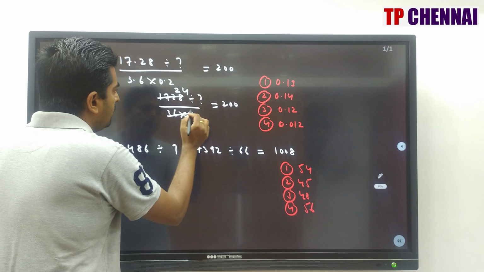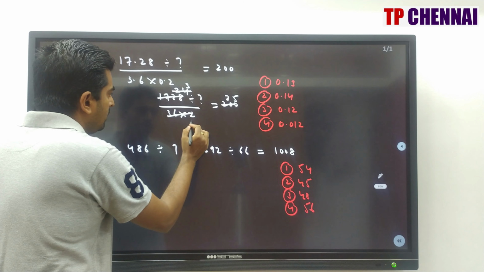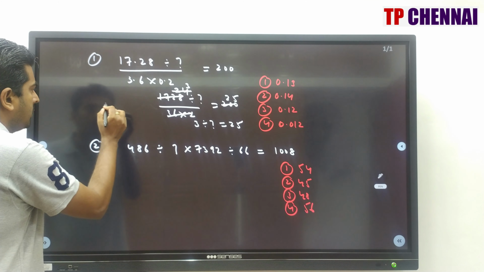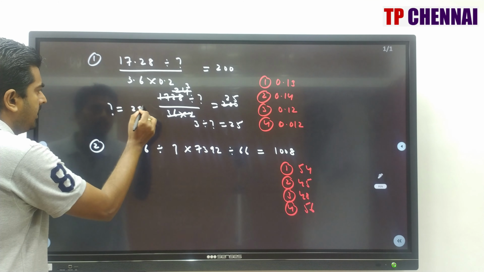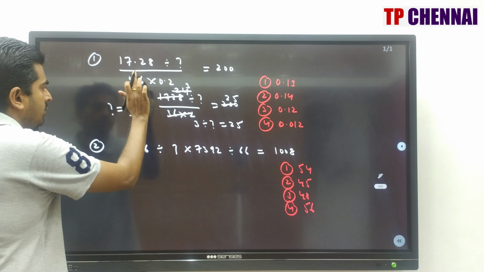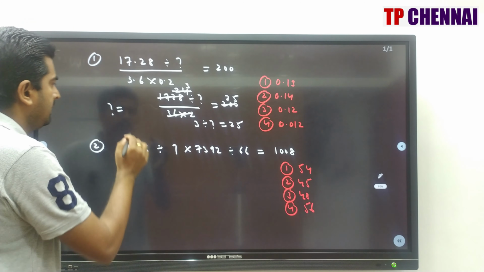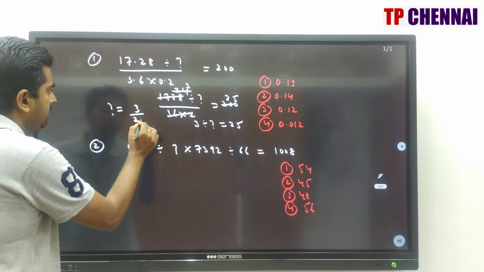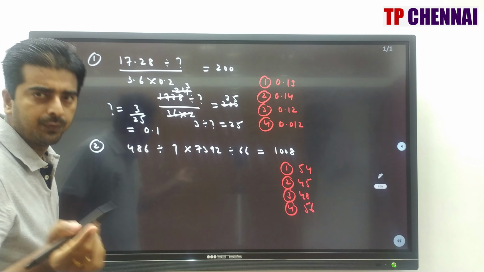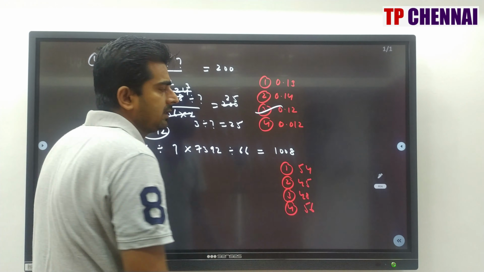So 288, 72 4s are 288, right? Then 3 divided by question mark is equal to 25. So what about question mark? Question mark is equal to 3 divided by 25, so 3 by 25. So 0.25 ones are 25, 50. So question mark is equal to 0.12, which is third option.